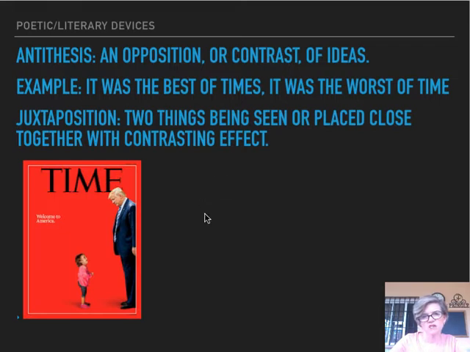Right, and then juxtaposition is a term for when we put things side by side so that we can create contrast, okay? And so when I was looking for some images to try to illustrate this, I found this Time magazine cover photo of Donald Trump and this little tiny girl. And the size difference and their status differences are starkly contrasted.